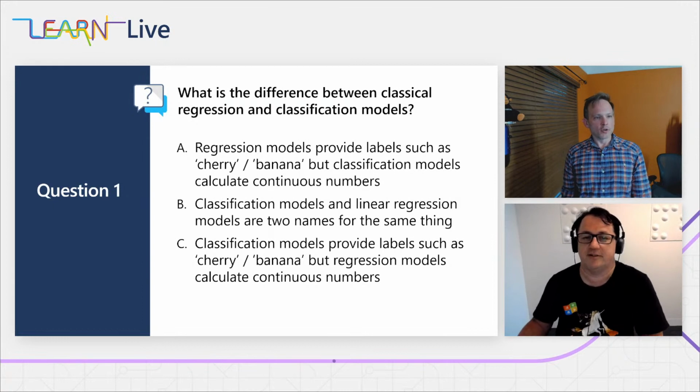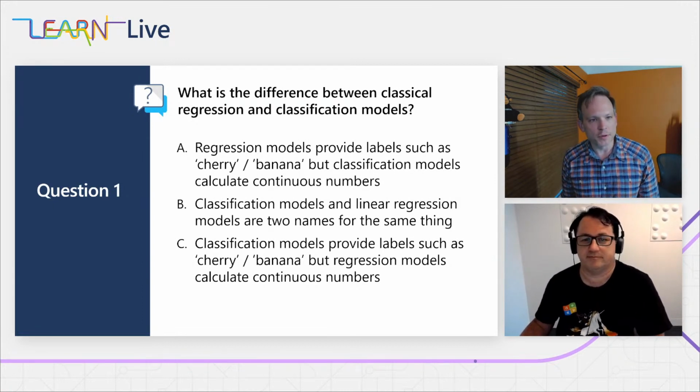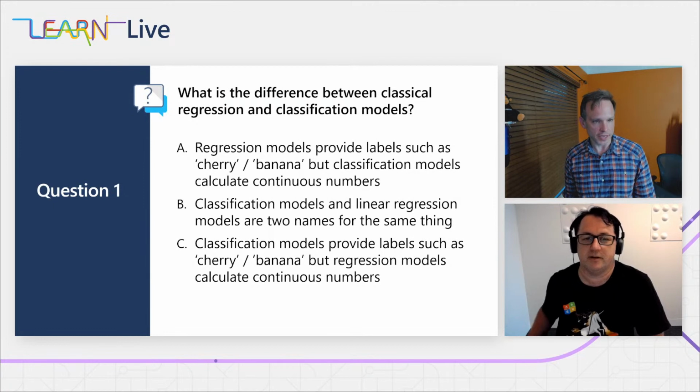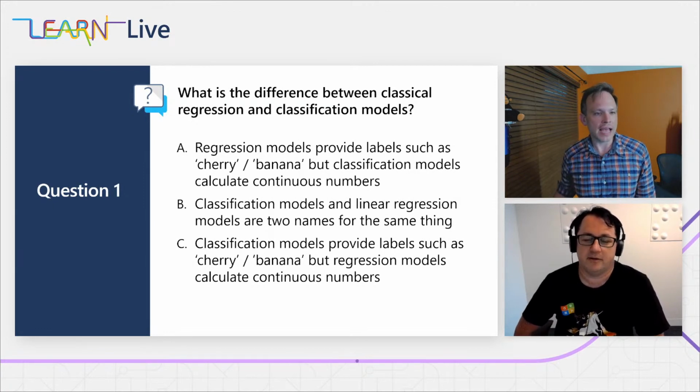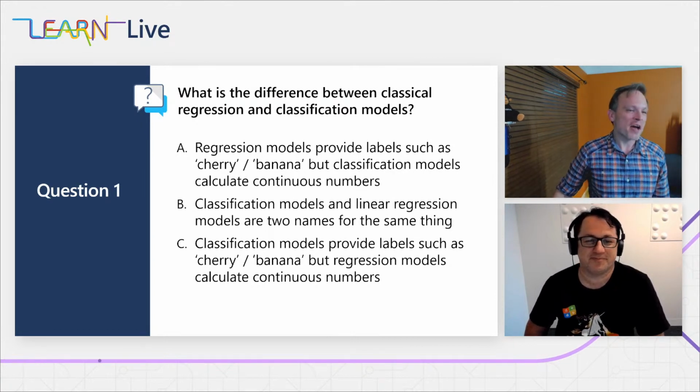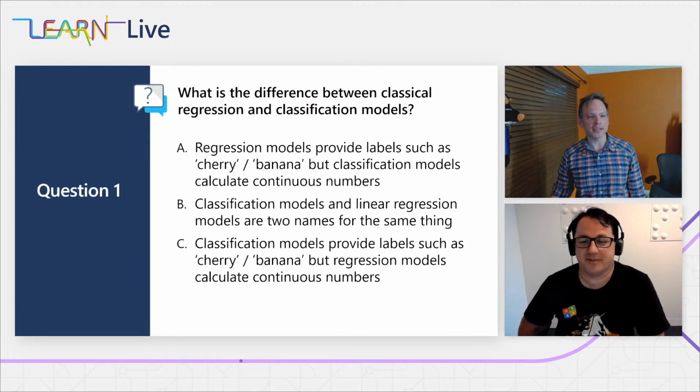All right, let's see. Regression models provide labels such as cherry, banana, but classification models calculate continuous numbers. Well, that's not right. Classification models and linear regression models are two names for the same thing. I'm apparently having a hard time reading these questions for some reason, but that's also not right. Finally, classification models provide labels such as cherry, banana, but regression models calculate continuous numbers, and that is in fact the right answer.